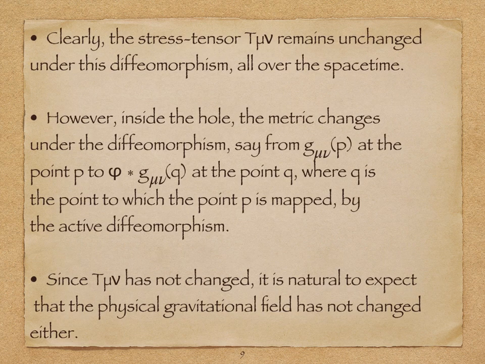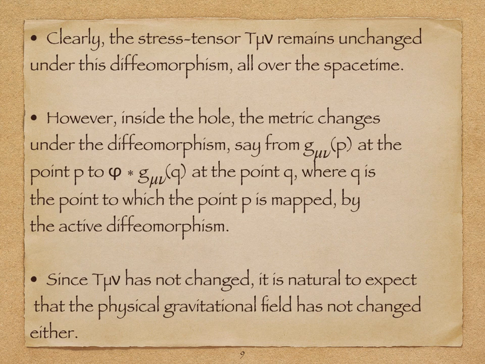Okay, so clearly the stress tensor T mu nu remains unchanged under this diffeomorphism all over the space-time. What does it mean? Outside, the coordinate transformation is such that the coordinates have not changed. There's T mu nu only outside. Inside, the coordinates have changed, but there's no matter inside. So T mu nu inside is 0. So you say under this particular coordinate transformation that we are making, there's no change in T mu nu. The value of T mu nu at every point remains unchanged.